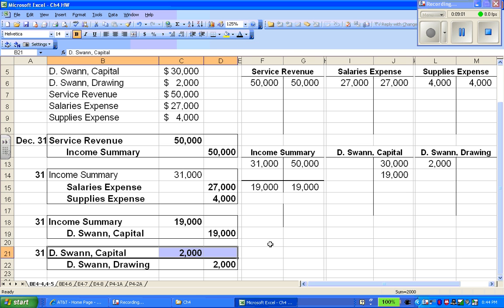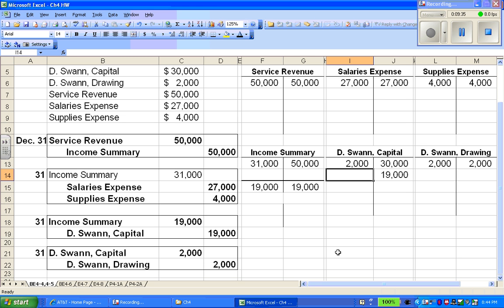So let me post that. So in my drawing account, I have a credit of 2,000. And as you can see now, my debits and credits will make this account come to zero. And that's what I want. At the start of my new operating period, I want to close out all the revenue, expenses, and the drawing accounts. And so I'm going to reflect, finally, this last one, D Swan drawings of 2,000. I'll debit that. Okay, and then that's complete.